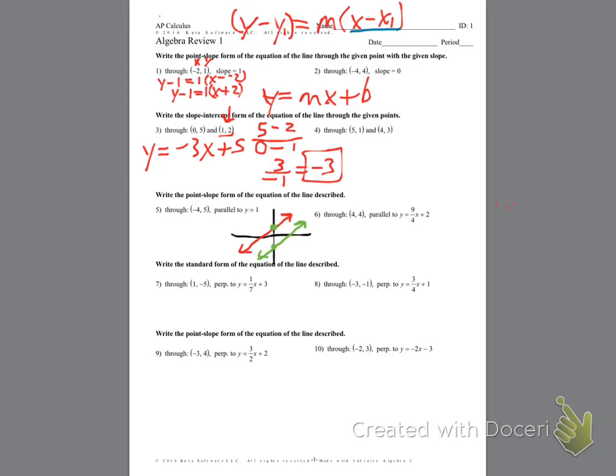So one little acronym I've seen before is PASS and PORT. Don't know where I saw that, but PASS stands for parallel lines have the same slope, and the PORT is perpendicular lines have opposite reciprocals. So this will come in handy in a minute.